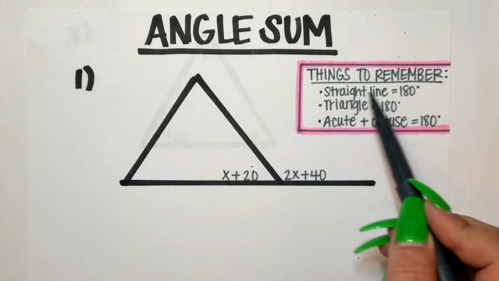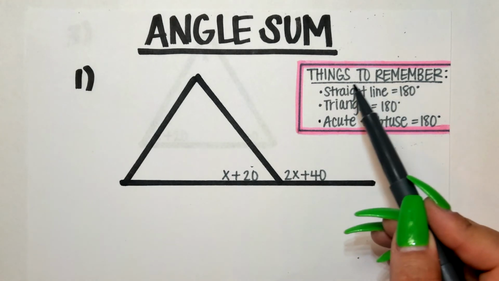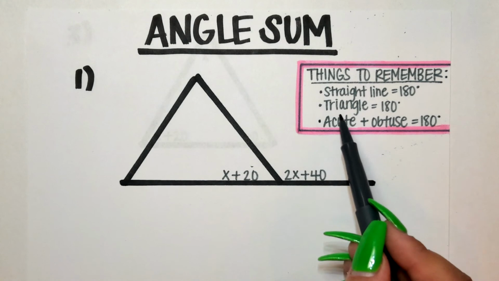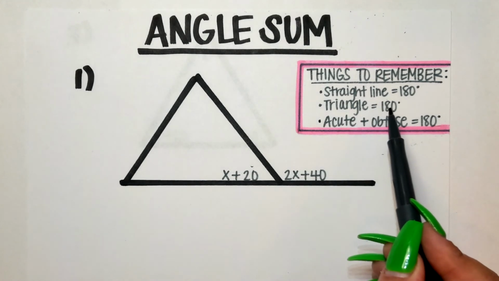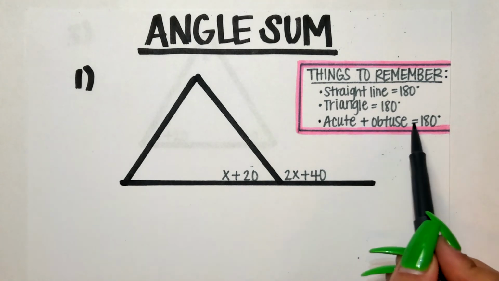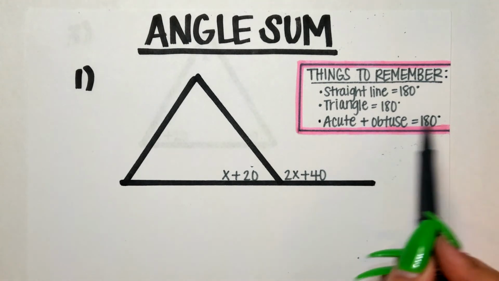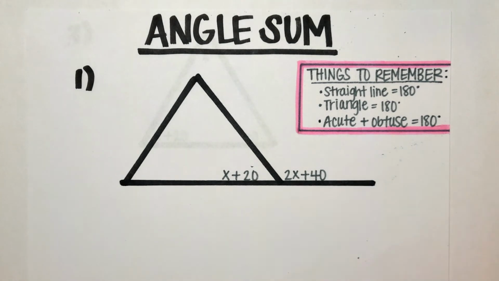So we have a straight line, which is 180 degrees. You should remember that from yesterday's video. A triangle is 180 degrees. You might remember that from previous years. And then acute plus obtuse equals 180 degrees. So when my angles are different, they add up to 180 degrees.